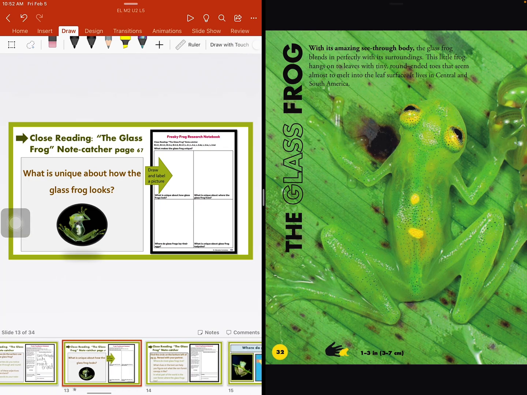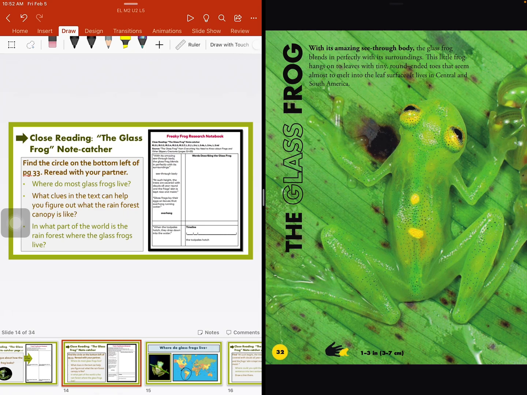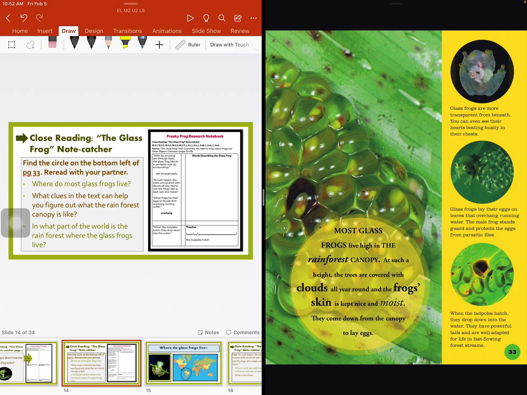So now on page 67, you're going to think about what is unique about how the glass frog looks. And in that box, you're going to draw a picture and label it. If you need more time, you can always press pause. And you're going to read page 33 with your partner. You read to somebody at home, and then you can ask your partner, where do most glass frogs live? Yeah, they live in the rainforest, in the canopy.